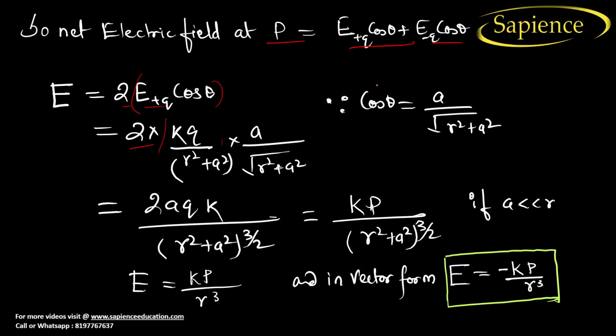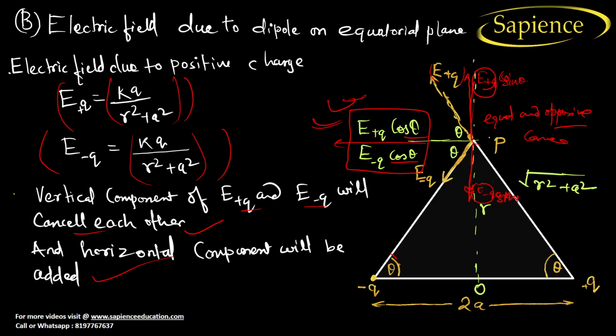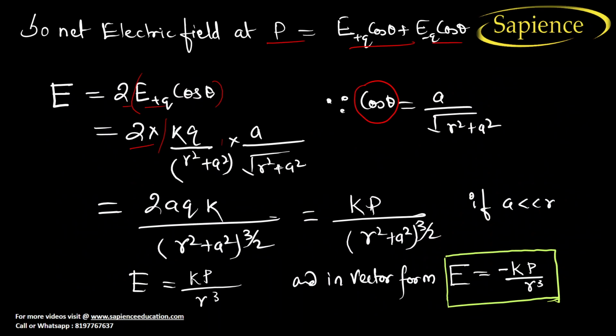Finally, we need to know what cos theta is equal to. See here from the figure, this is angle theta. This is r, this is a, and this hypotenuse is root under r square plus a square. So cos theta is equal to base by hypotenuse. So the base is a, divided by root under r square plus a square. So we can put the value: cos theta is equal to a by root under r square plus a square. Now when we put it here, we can combine it to 2aqk by r square plus a square to the power 3 by 2.